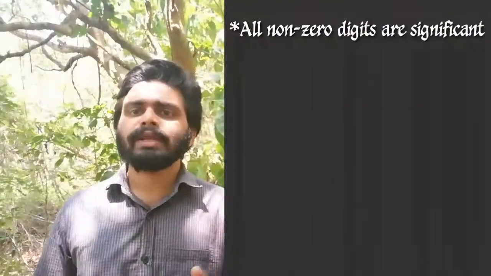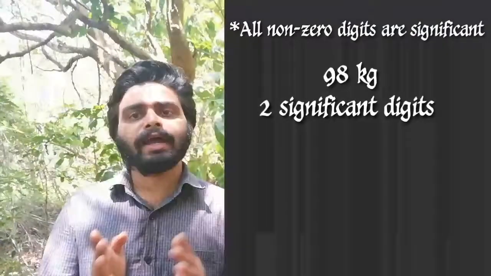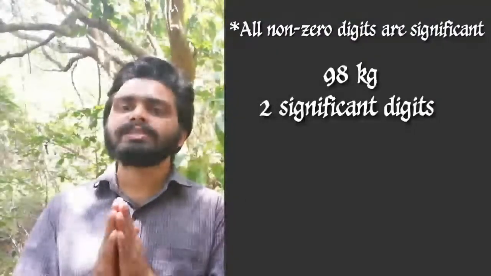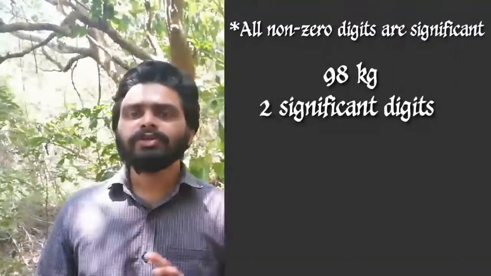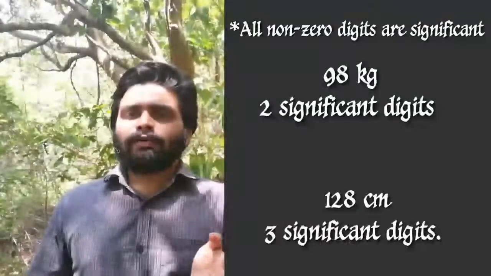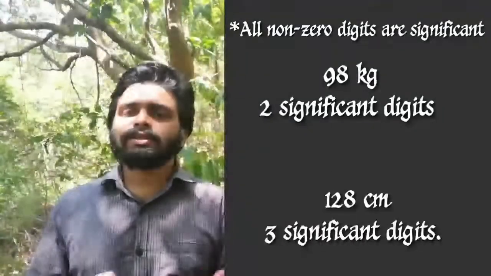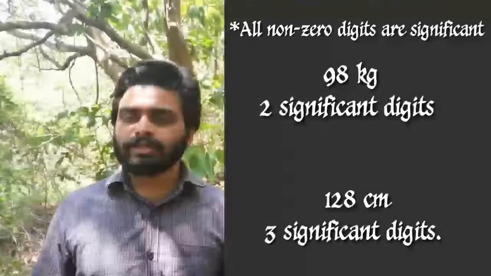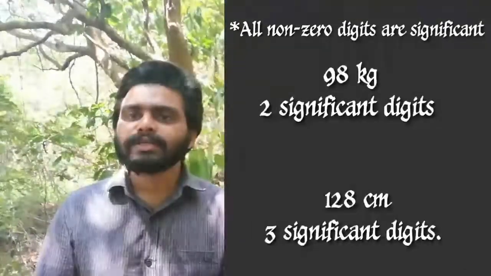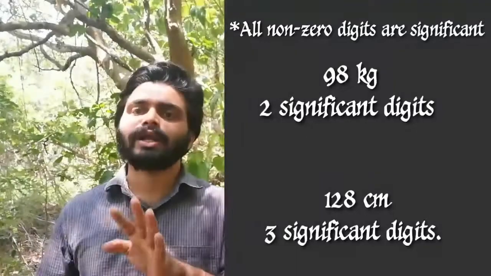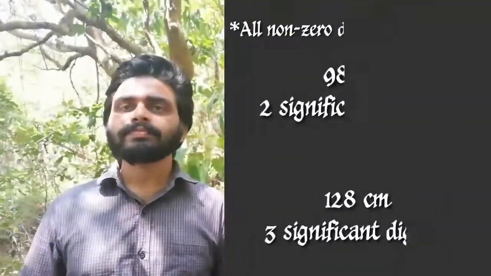Suppose the measurement is 98 kilogram. Then 9 and 8 are both non-zero and both are significant, so the number of significant digits is 2. If it is 128 centimeter, all the digits 1, 2, 8 are non-zero and significant, so the number of significant figures is 3. Since the first rule says all non-zeros are significant, it is understood that some problems arise with respect to zero.